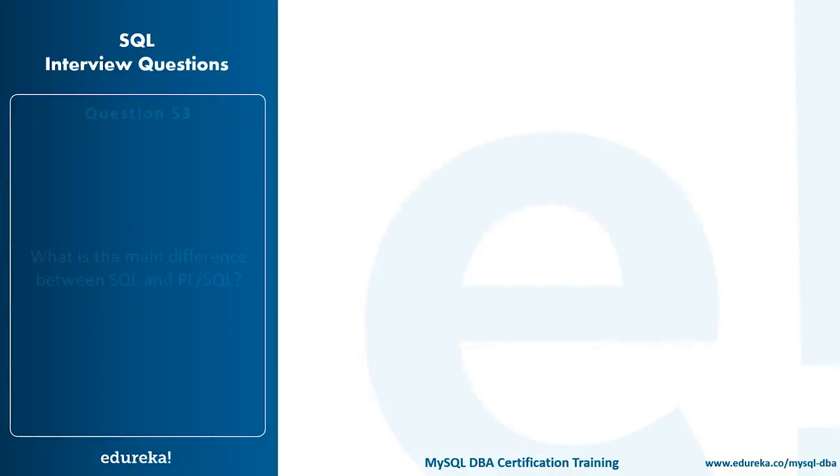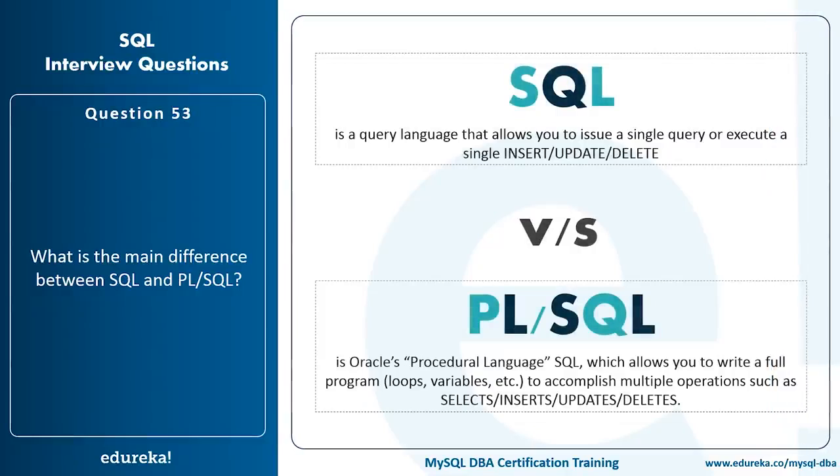Now let's move forward with the next question. What is the main difference between SQL and PL/SQL? SQL, as I mentioned before, is a query language that allows you to issue a single query or execute a single insert, update, delete, whereas PL/SQL, Oracle's procedural language SQL, allows you to write a full program of loops, variables, etc. to accomplish multiple operations such as select, inserts, updates, and deletes.